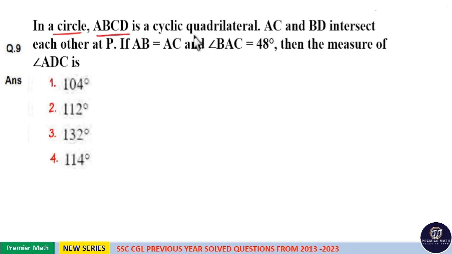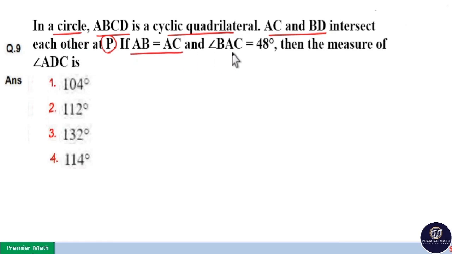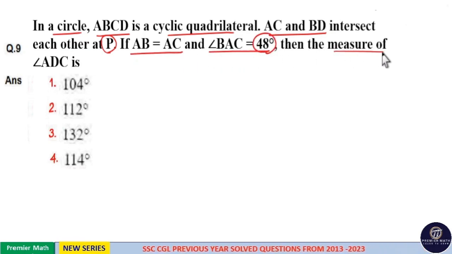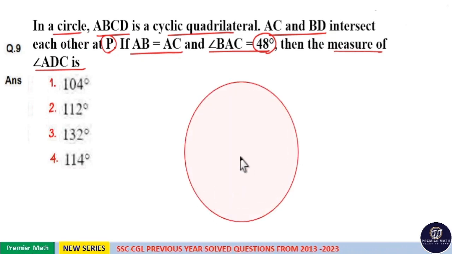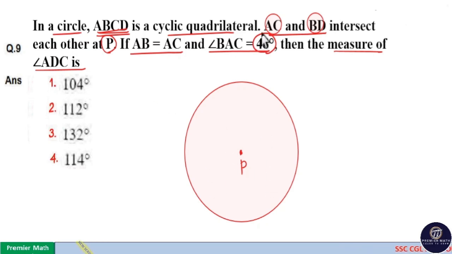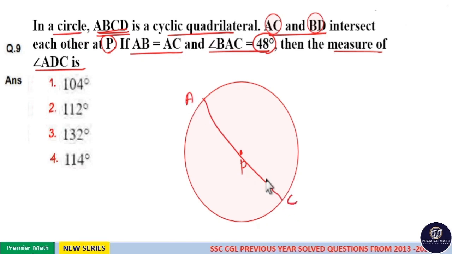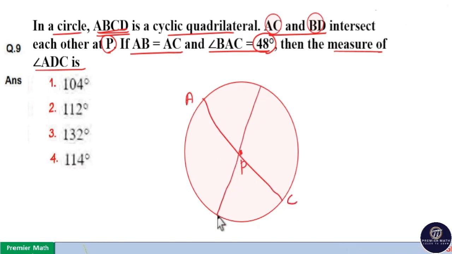In a circle, ABCD is a cyclic quadrilateral. AC and BD intersect each other at P. If AB equal to AC and angle BAC is 48 degree, then the measure of angle ADC is. Here, this is a circle with center P. Here ABCD is a cyclic quadrilateral and AC and BD intersect at P, which means these AC and BD are meeting inside because ABCD is a cyclic quadrilateral. Now, this is AC and this is BD.